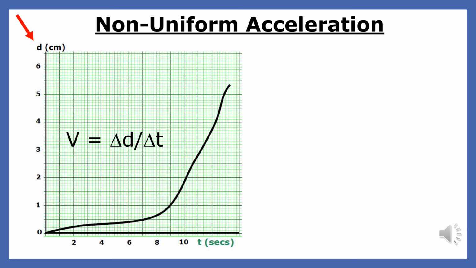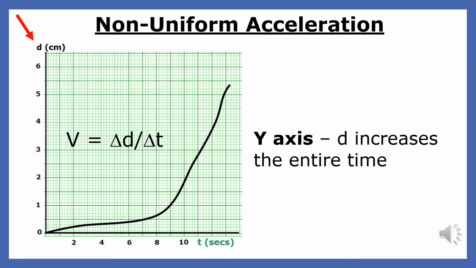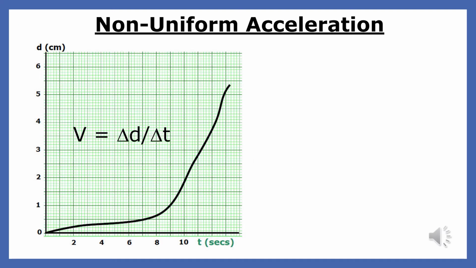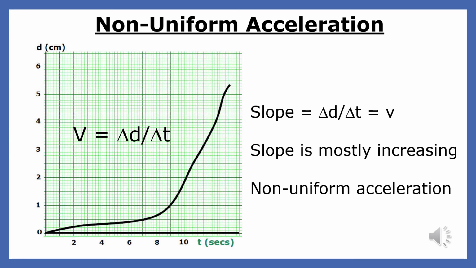The y-axis analysis of this plot tells us that the object starts with a displacement of 0 and moves further and further away from the starting point the entire time. The velocity is increasing most of the time, but the increase in velocity is not smooth. This is non-uniform positive acceleration.